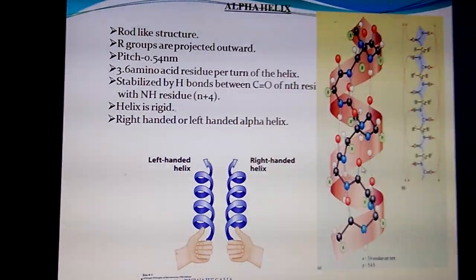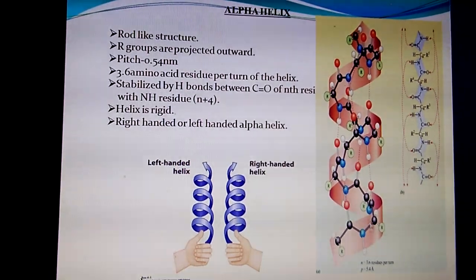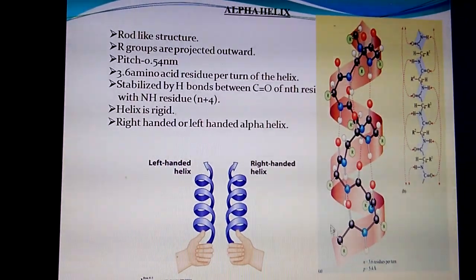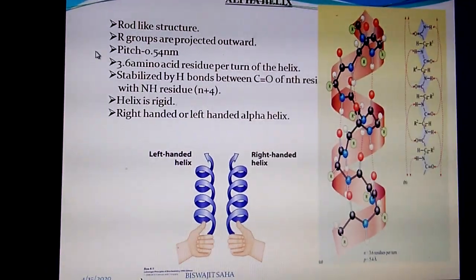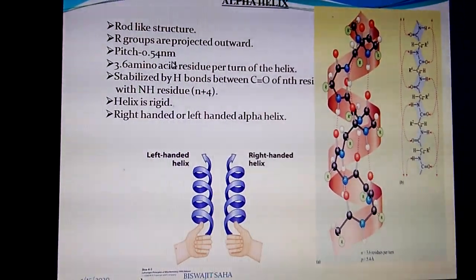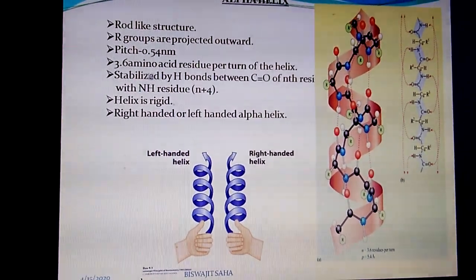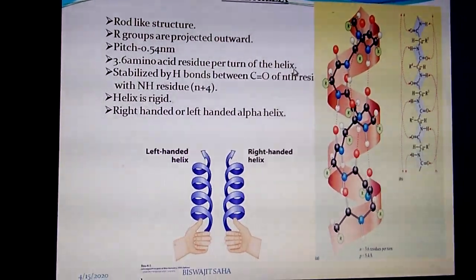A single turn of the helix, this is one turn of the helix, starting from that point to that point, this is the single turn. This single turn of the helix extends about 0.54 nanometer, which is also known as the pitch of the helix, and it contains approximately 3.6 amino acid residues per turn of the helix.